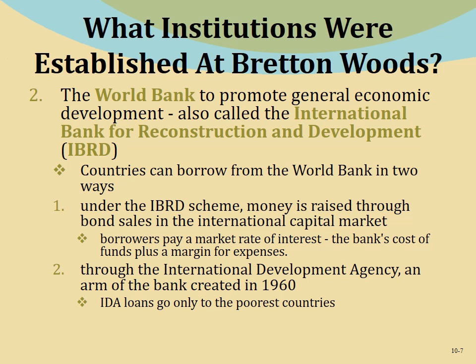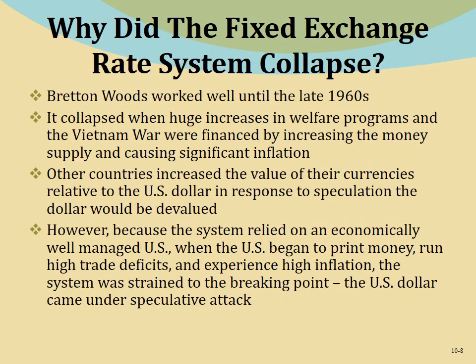The World Bank makes loans in two ways. The first method involves raising money through bond sales in the international capital market. Borrowers pay a market rate of interest calculated based on the bank's cost plus expenses. The second method, which is overseen by the International Development Agency, raises money through subscriptions from wealthy members like the US. These loans only go to the very poor countries, which have 15 years to repay at a 1% per year rate of interest. So I think for the next slide, read it yourself.